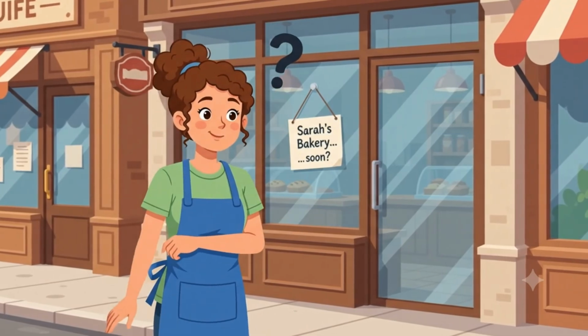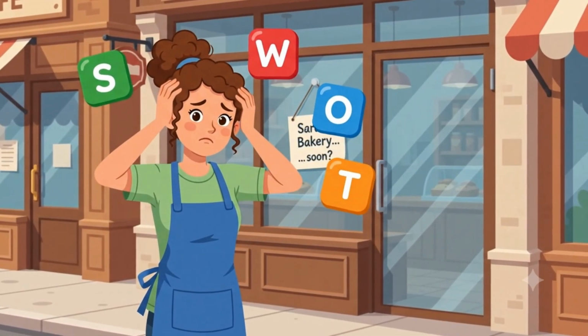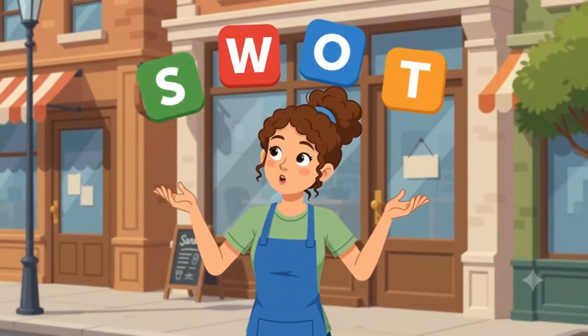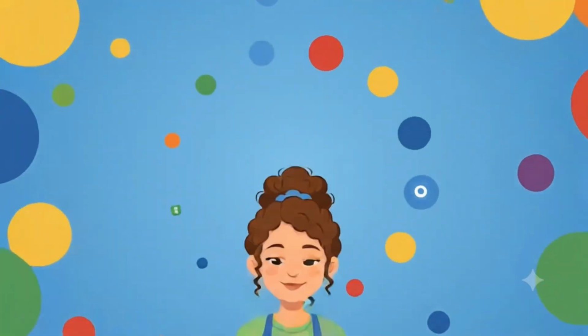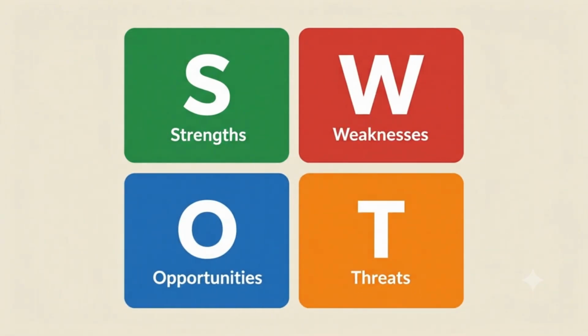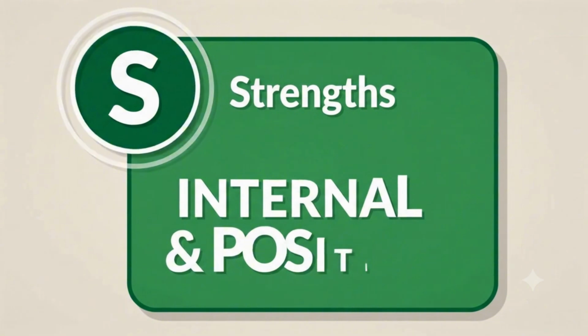Here's an example for SWOT analysis. Meet Sarah. She wants to open a neighborhood bakery, but she is not sure if it will succeed. One tool she can use is a simple but powerful business tool called a SWOT analysis. SWOT stands for strengths, weaknesses, opportunities, and threats. Let's break it down for her business.